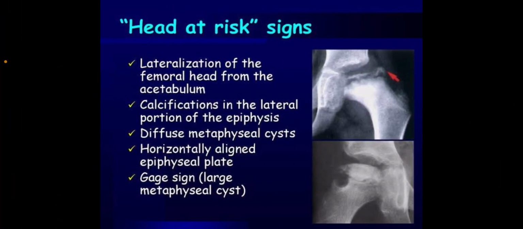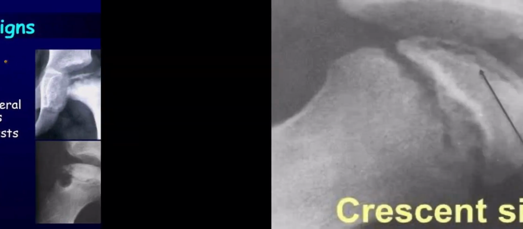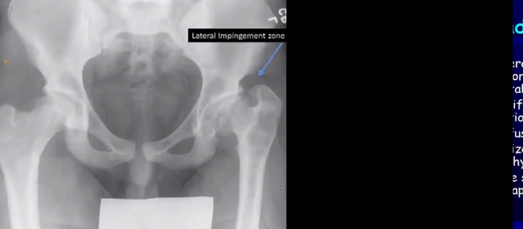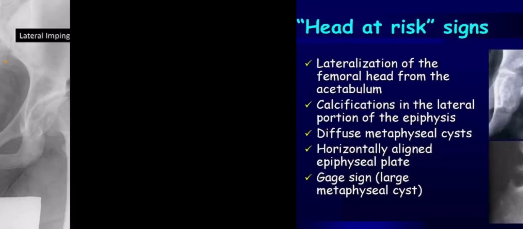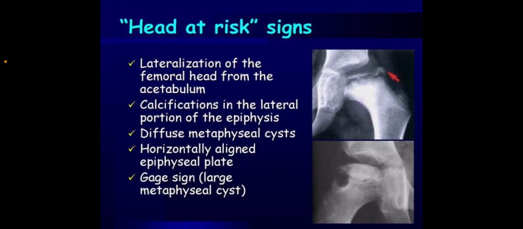Gage sign: a V-shaped radiolucency in the lateral portion of the epiphysis or adjacent metaphysis. Ossification lateral to the epiphysis. Metaphyseal cyst. Lateral subluxation of the femoral head. Horizontal proximal femoral physis.